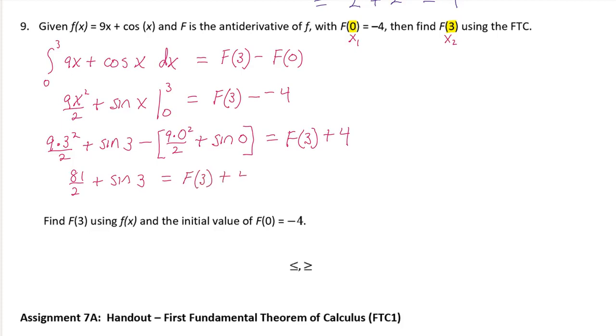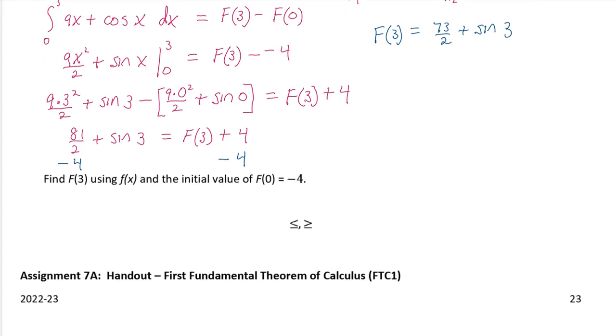plus 4. If we go and subtract 4 on each side, I need to do 81 halves minus 4, which leaves me F of 3 equals, and remember, 4 is 8 over 2, so we're really doing 81 halves minus 8 halves. That's going to be 73 halves plus sine of 3. So that's how we would do that problem using the fundamental theorem of calculus.